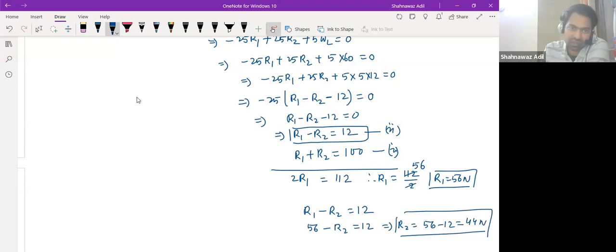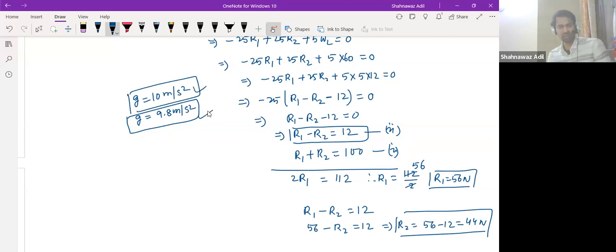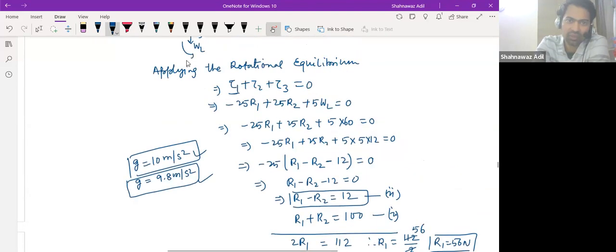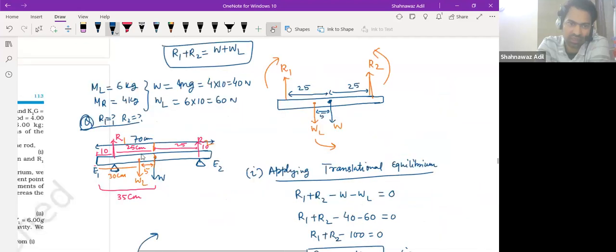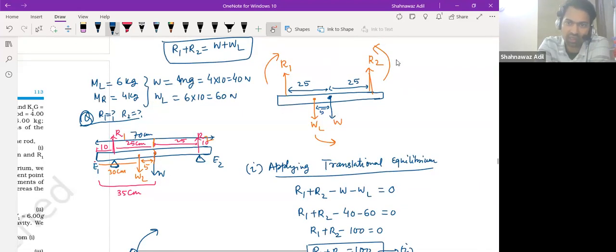Remember, I have taken g to be 10 meter per second square, right? If I take g equal to 9.8, then the answer would be different. If it is mentioned that we have to take g equal to 9.8, then we have to take that. But if it is not mentioned, then we can take either 10 or 9.8. Any doubt in this question, guys? No, sir. Okay, then please note down this question. This image was the crucial information, and if we got this image, then the rest is easy.